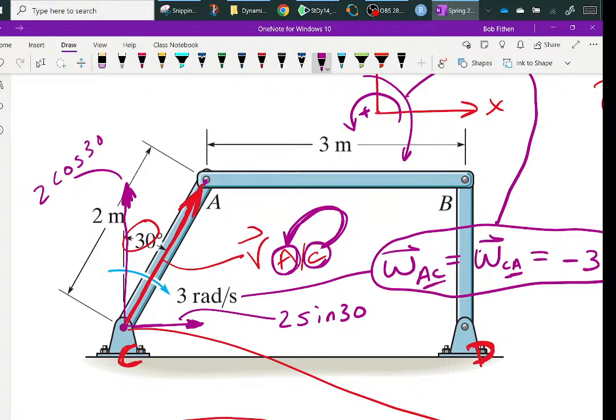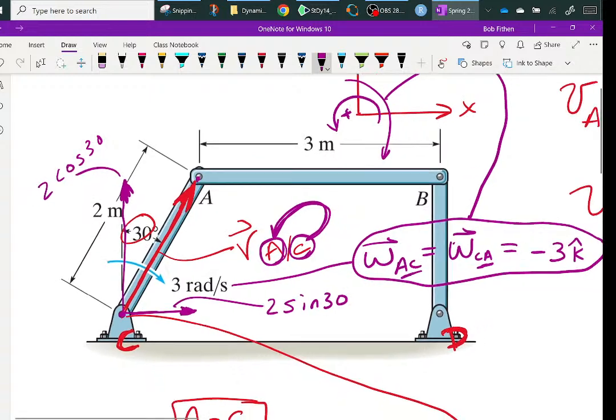Yeah. And so that's all you're doing. And what we'll see in the next one, and then all the way through this, that's all you're doing. You're going to be drawing vectors along these lengths and then writing them down. Yeah, you're given this 3 radians per second. So you're given the angular velocity.